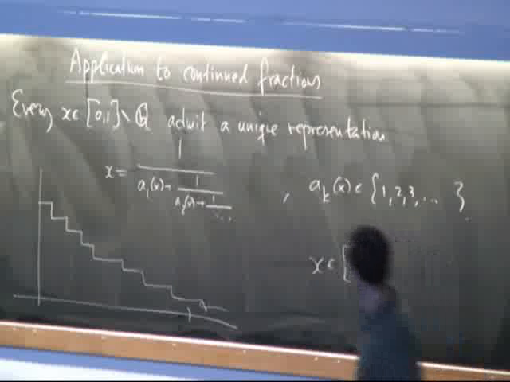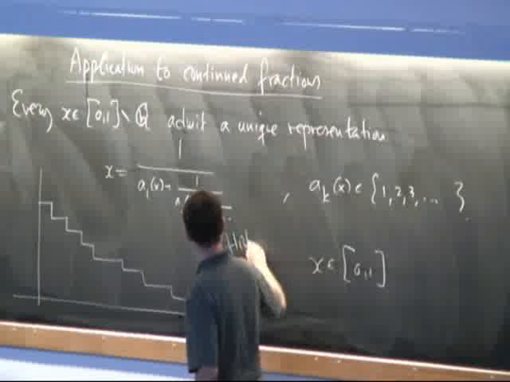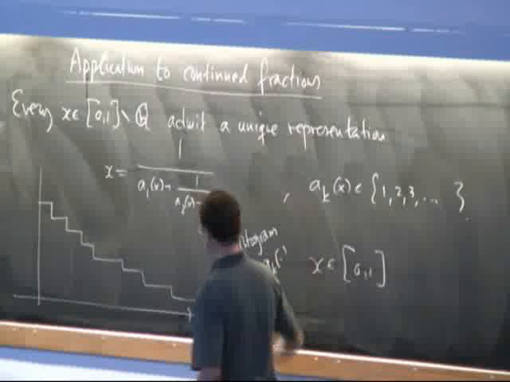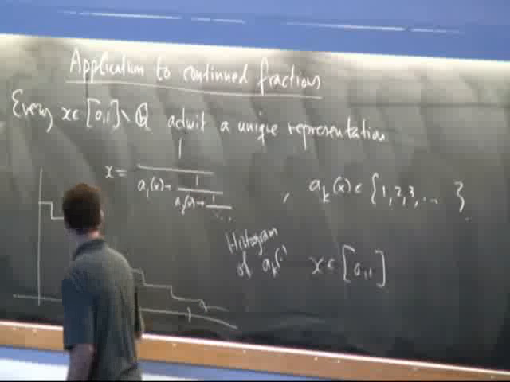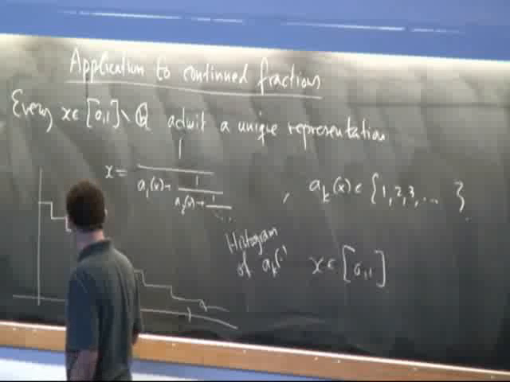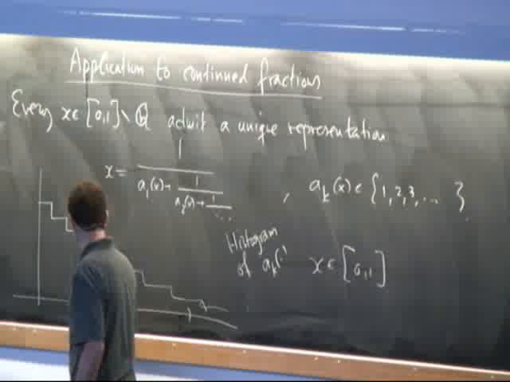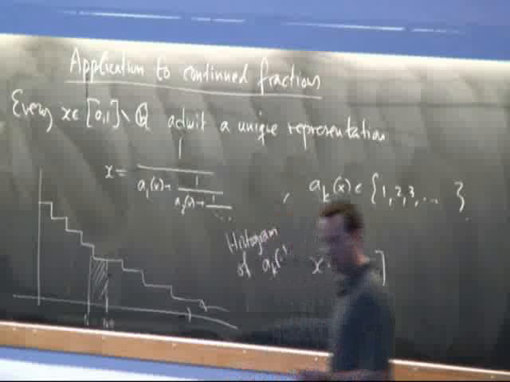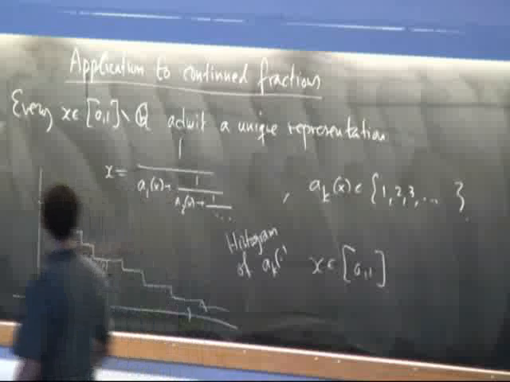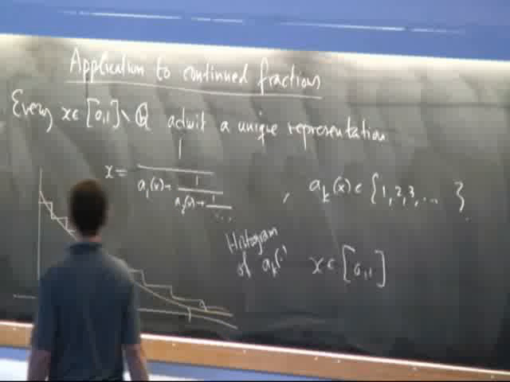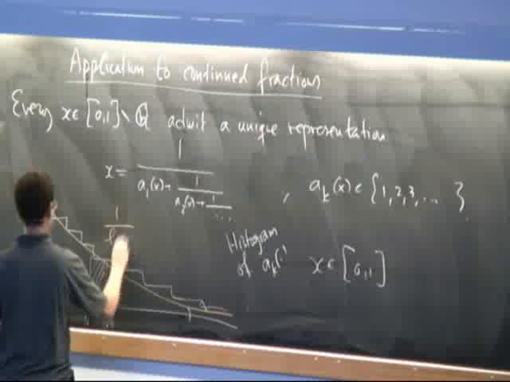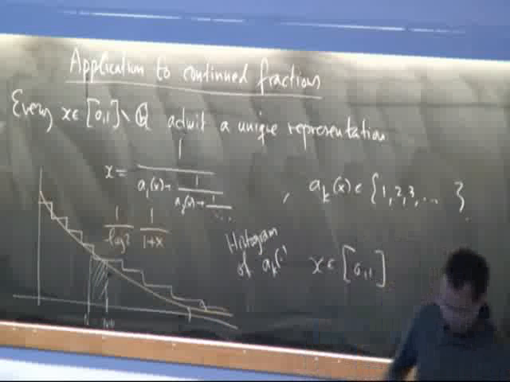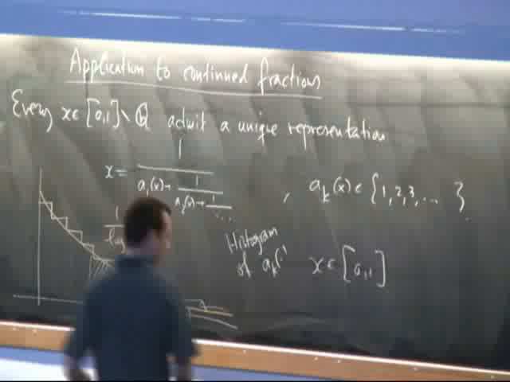Okay, so this is a histogram of the values of a_k. So it tells you that the probability that x will have a_k between n and n plus 1 will be the area below this column. That's a histogram. And what Gauss found was that there is a limiting shape, which is the famous function 1 over ln 2 times 1 over 1 plus x.